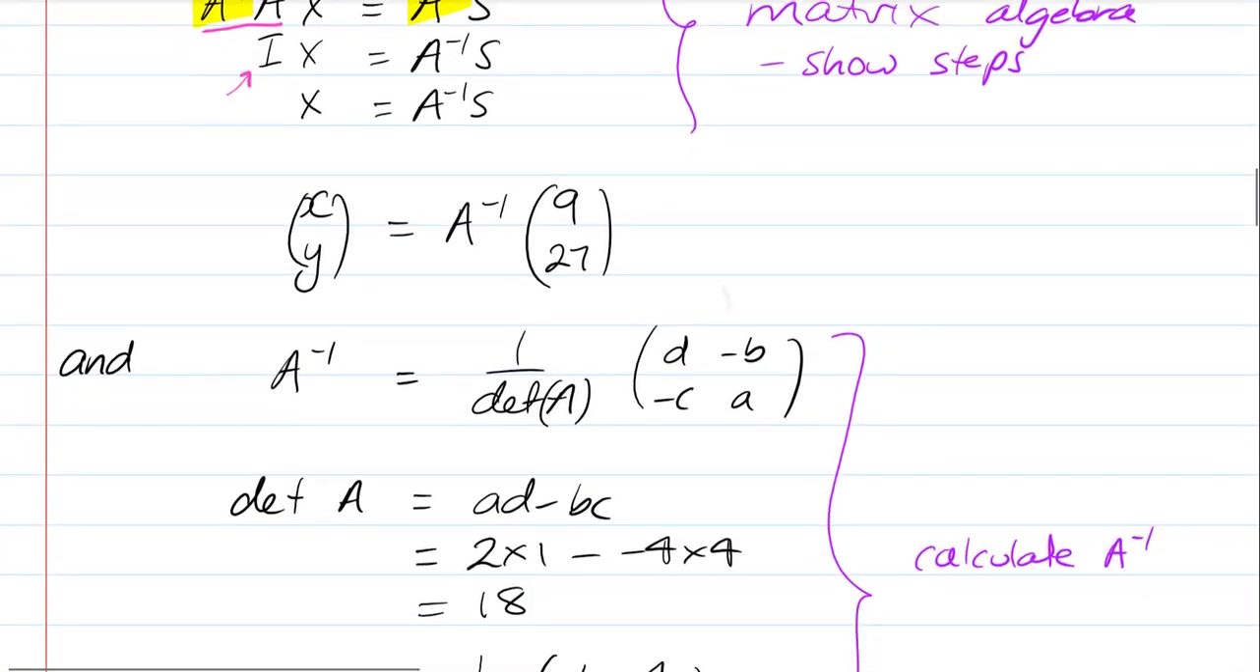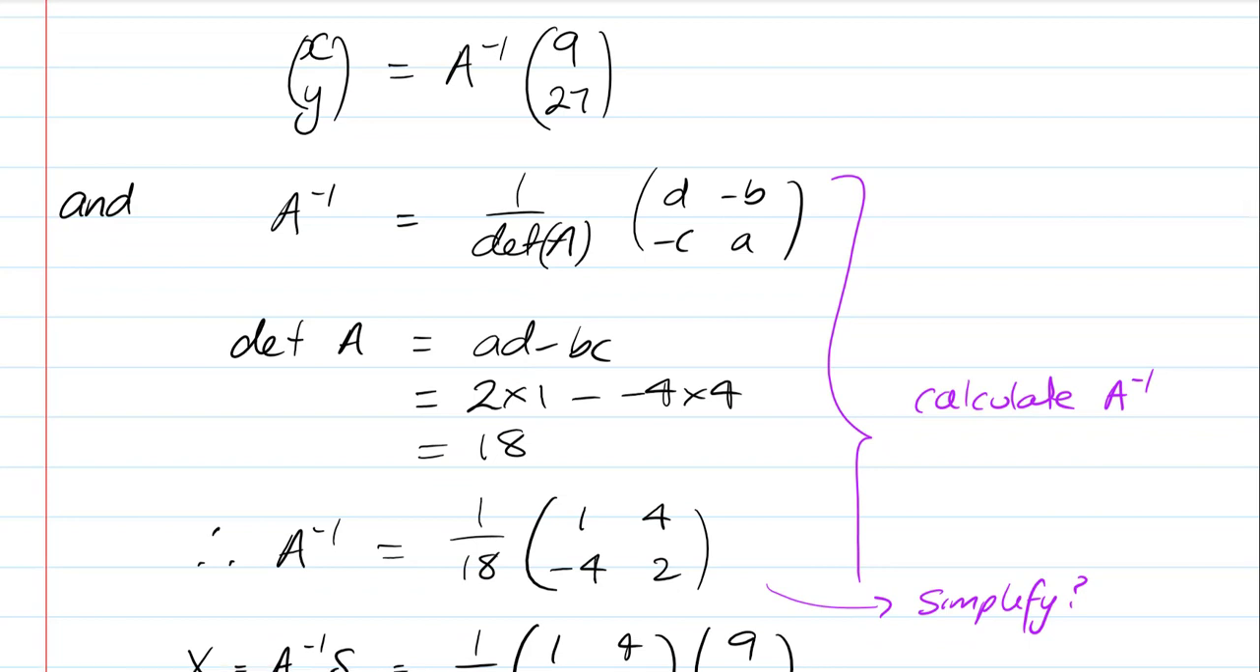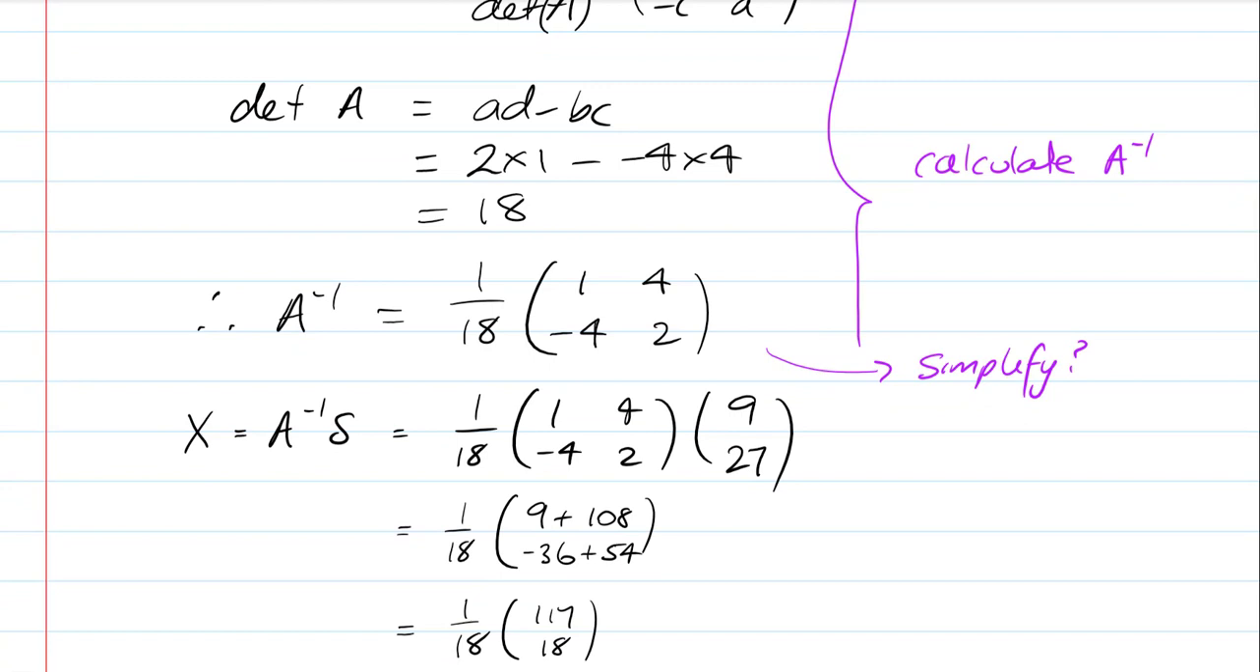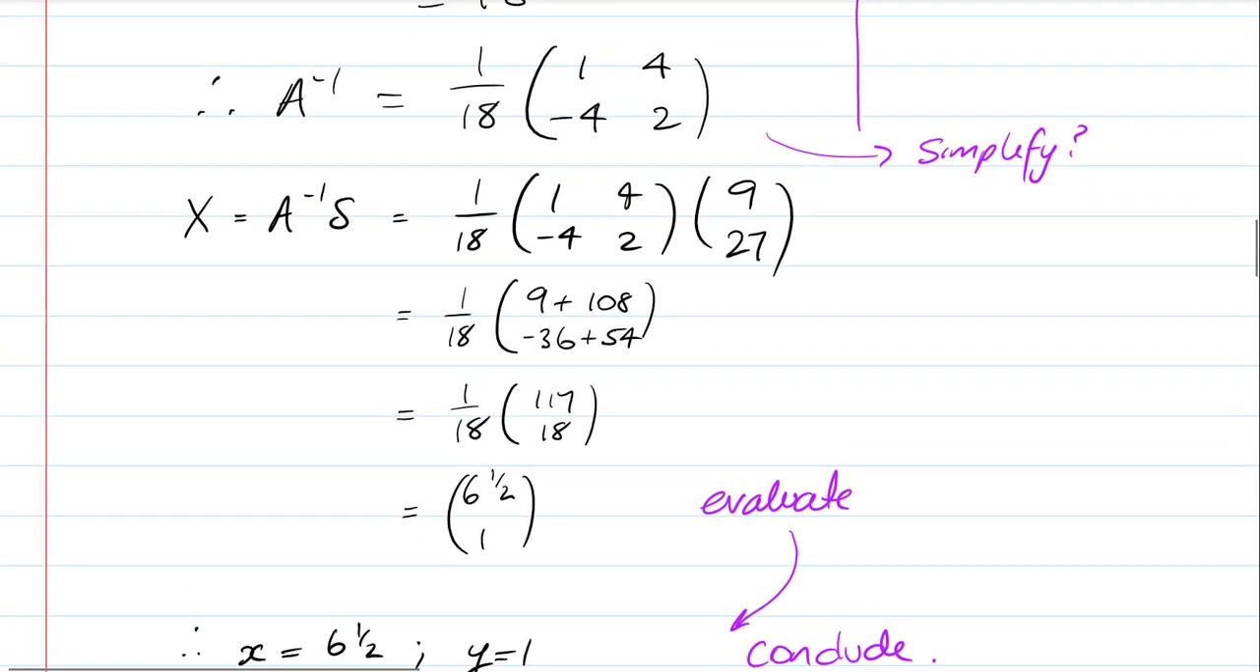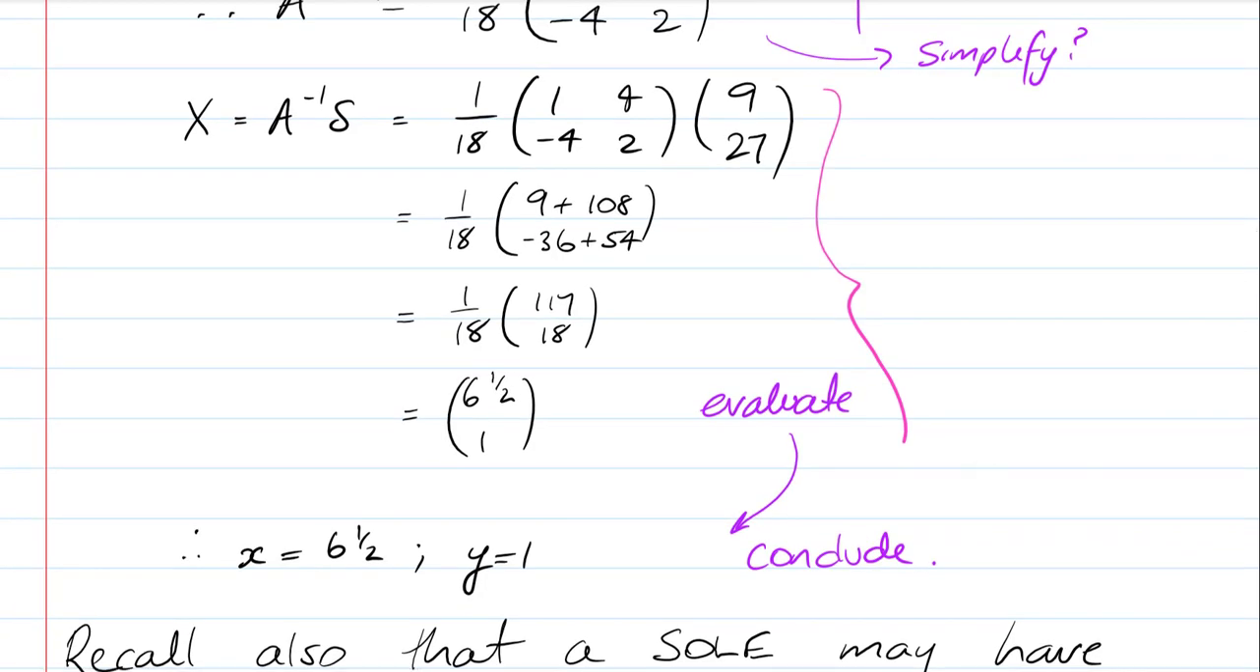So our rearrangement for the equation above, AX equals S, is that we get X, Y equals A inverse times 9, 27, and A inverse is 1 over the determinant, times D, negative B, negative C, A, and the determinant is 18 in this case. So we get 1 over 18 times 1, 4, negative 4, 2, and we multiply all that out, which we can do, and it comes out with something not brilliant, but that's not too bad: 6.5, 1. A lot of questions that you do in Unit 3, you'll be doing 3 by 3 or 4 by 4 matrices and relying on a calculator. So x is equal to 6.5, y is equal to 1.